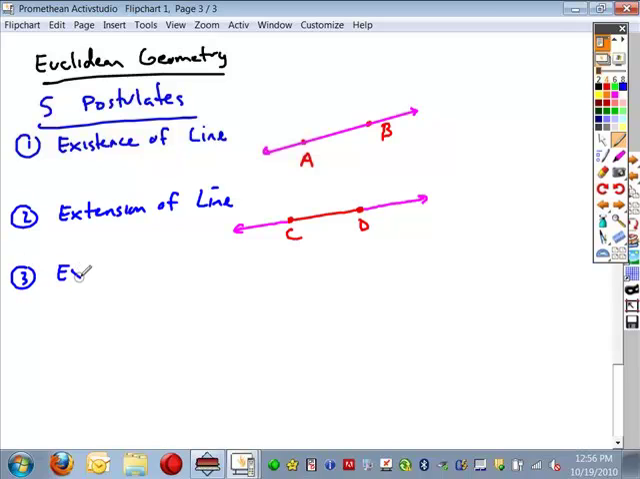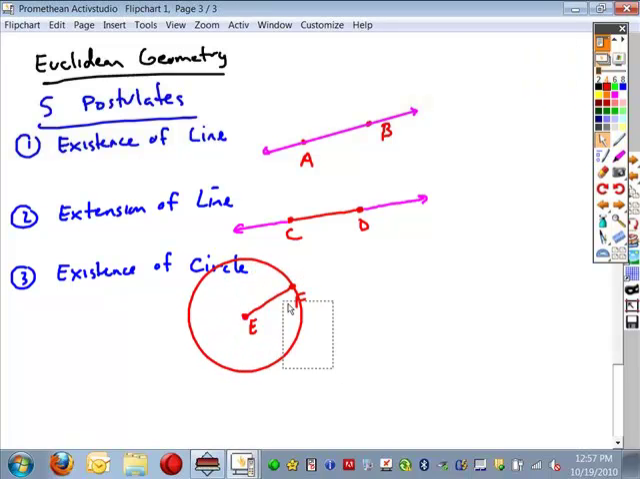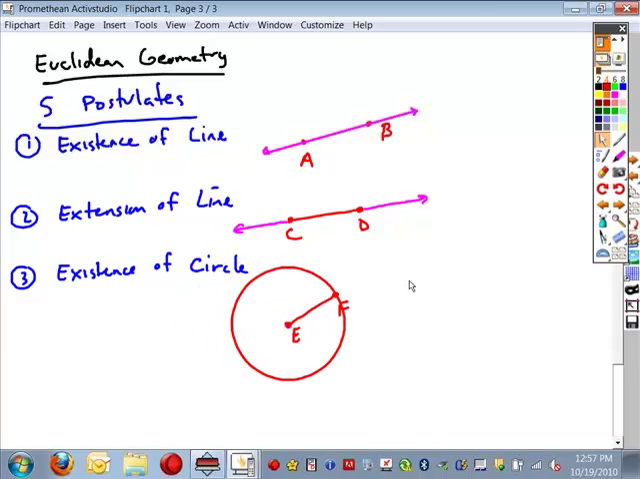Okay. Postulate 3, in addition to existence of a line, we also have to postulate the existence of a circle. Right, and so existence of a circle says that given any point, we'll call that point E, and a distance, EF, you have to postulate the existence of a circle that can be formed with that information. Okay, so given any center and a distance, EF, you have to assume that there exists a circle.